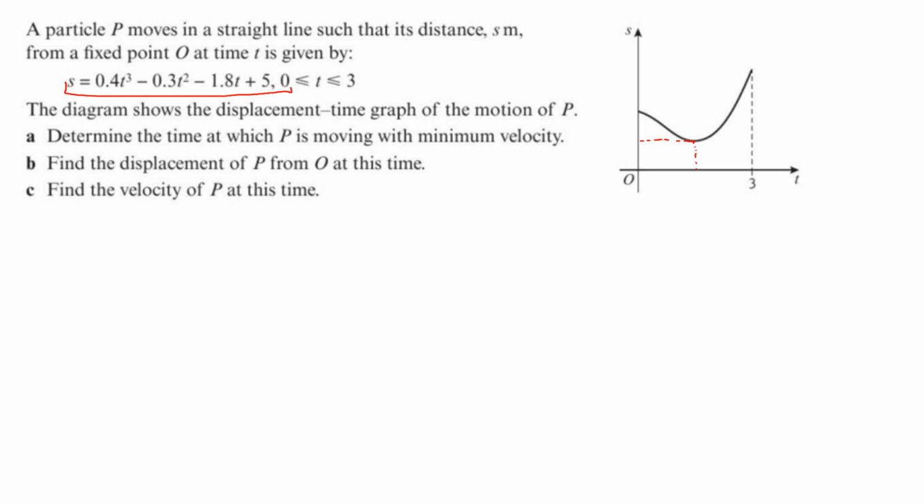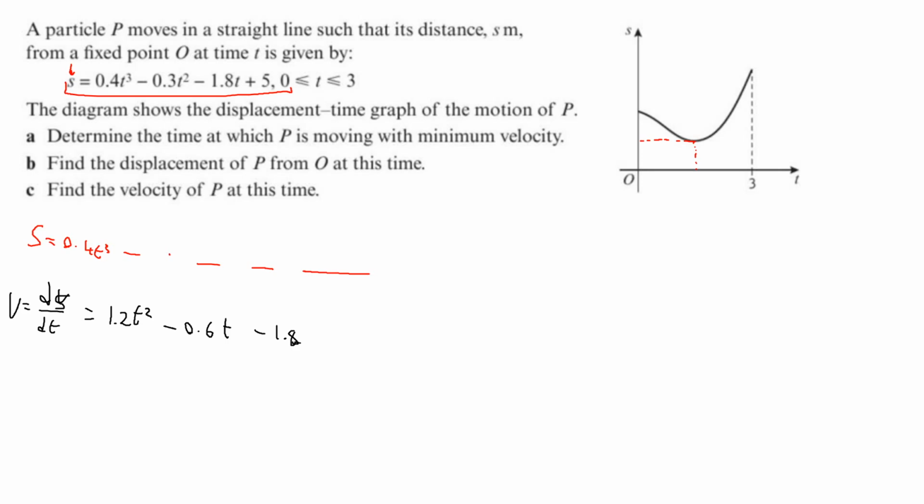Things to note is, if this is the function for the distance, so this is 0.4t cubed minus... What did we say before? The gradient is the velocity. So we're just going to differentiate that. That's just going to be 1.2t squared minus 0.6t minus 1.8. Yeah, cool.